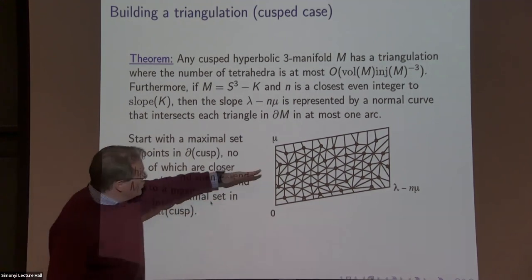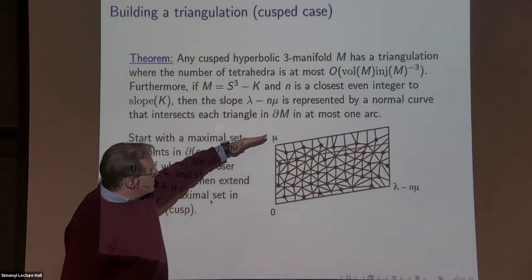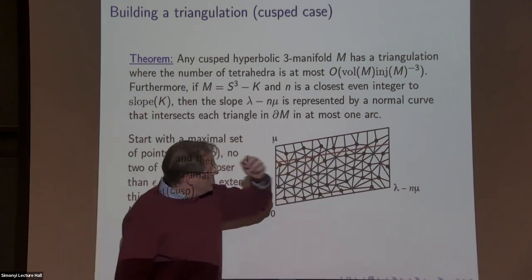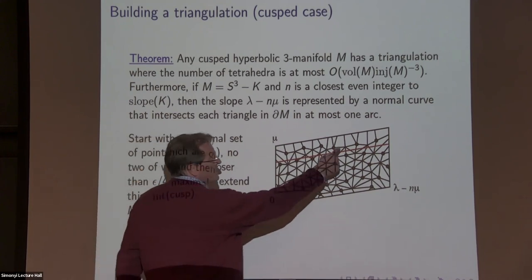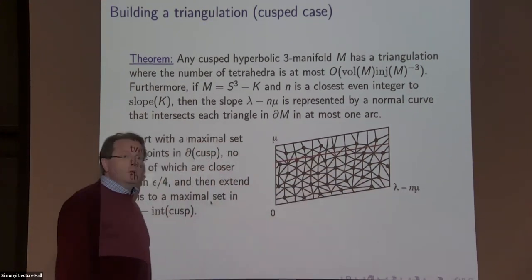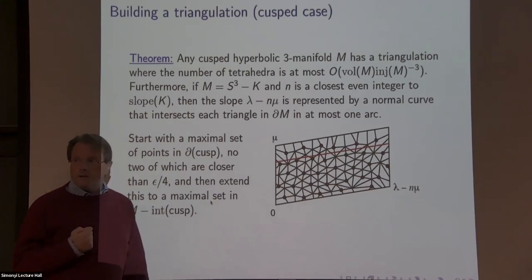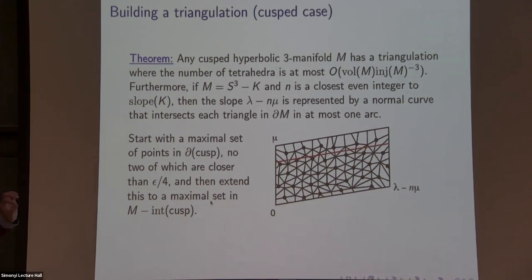So we want to find a normal representative for this lambda minus n mu. I just take any old geodesic representative that just avoids the vertices. Then it goes through these little triangles that intersect each one in at most one normal arc. And that's what I need to arrange. Okay, so this seems like a technical thing, and indeed it is. But this is what we're going to do.